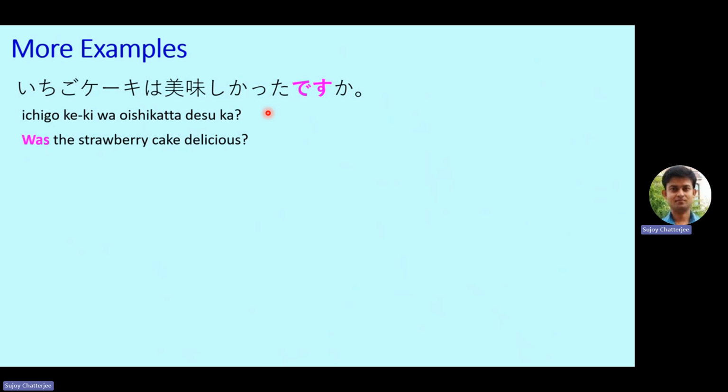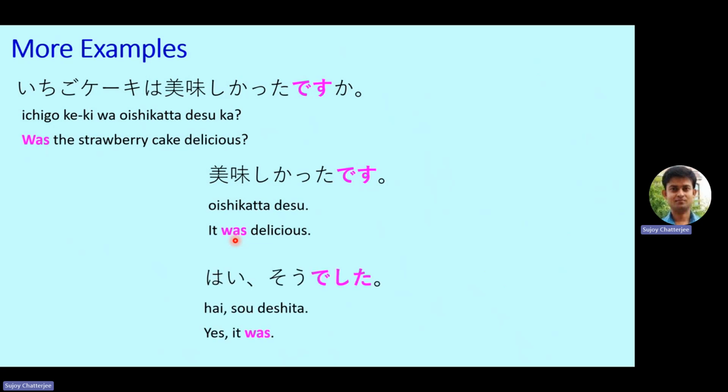Ichigo keki wa oishikatta desu ka? Was the strawberry cake delicious? Oishikatta desu. It was delicious. So again, desu. It's not deshita, although it is giving the meaning of "was". And we can say hai so deshita.